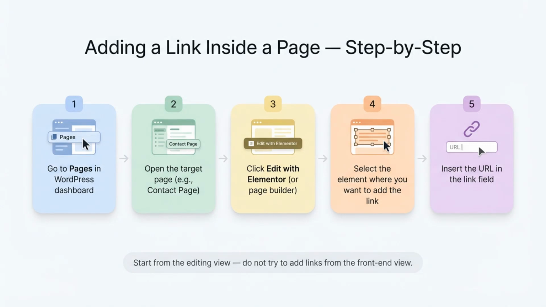A student asked how to add a link to a specific section of a page, for example, in the navigation menu. The instructor walks through it clearly. You need to start from the editing view of the page, not the front end. Go to Pages, open the relevant page, and click Edit, either with Elementor or whichever page builder you're using. From there, you select the element where you want the link to appear and insert the URL directly into the link field. The key takeaway here is always start from the editor, not from the live page view.